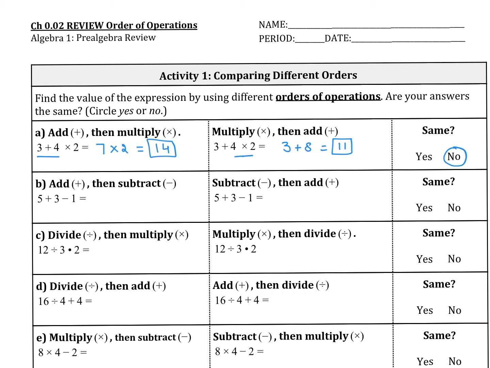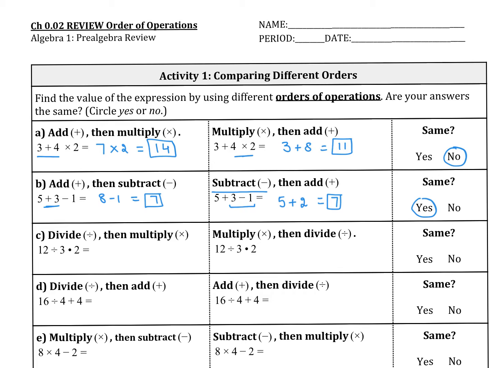For letter B, we're going to add first and then subtract. So 8 minus 1, so the answer is 7. In this case, you're going to subtract first, which means that you're going to have 3 minus 1. 3 minus 1 is 2, and that is going to be 7. In this case, your answer is the same.